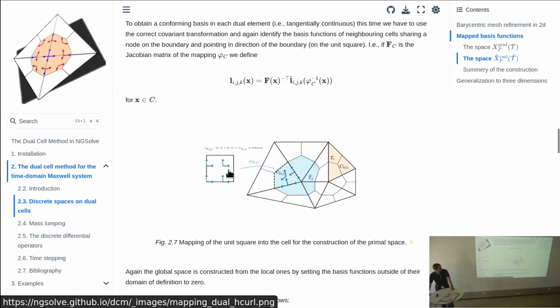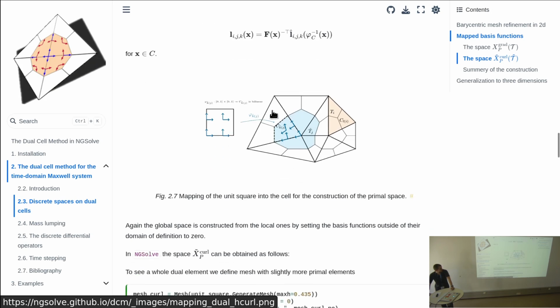We map here the unit square into this quadrilateral, and of course here we need vectorial degrees of freedom, so we get more. And again, if we want to be H-curl conforming, we have to identify the degree of freedom corresponding to the tangential component of this inner edge of the dual cell, of the dual element, which is actually an outer edge of the primal. So the mapping is similar.